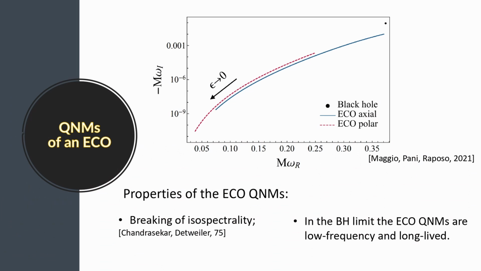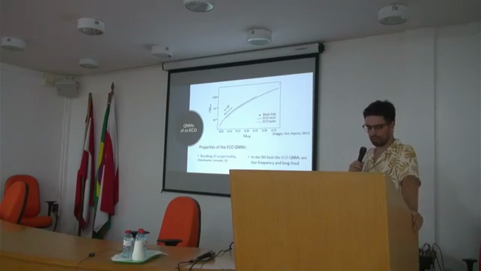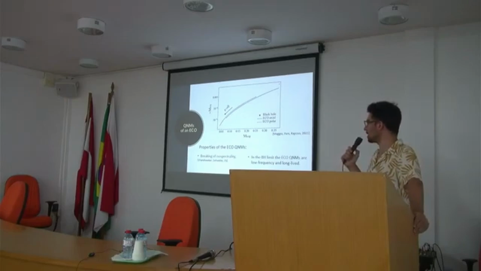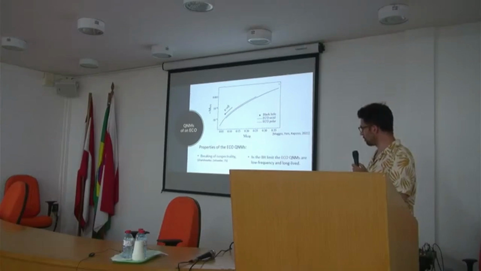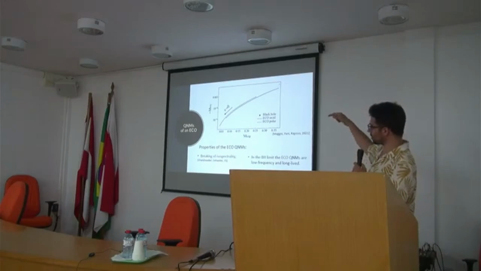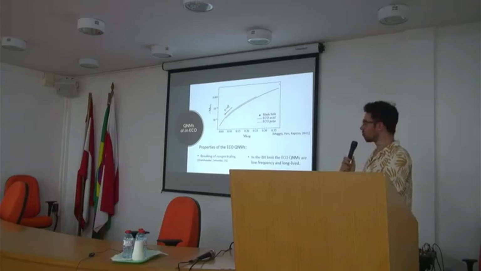Now we can see what happens for an exotic compact object. You can compute these quasi-normal modes. And the first thing that we see is that the isospectrality breaks. So there's not the same curve for axial and polar modes. And there's even another thing: in the black hole limit, the quasi-normal modes have low frequencies and are very long-lived. So it's not exactly the opposite of the black hole. In the figure you can see that the black hole is that dot in the upper right part of the figure, and these are the curves for the exotic compact objects. As you go towards the black hole limit, you are actually going farther away from that black dot. So that's a very interesting way to see the differences.